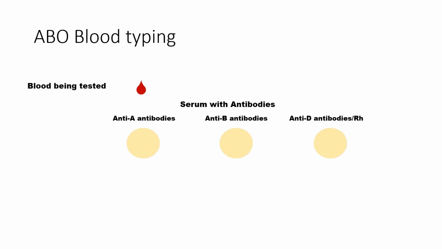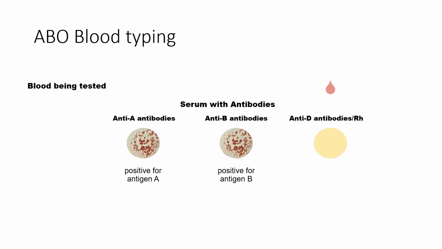So we'll take our blood, we'll drop it into the anti-A antibodies, and we got a reaction, which means we're positive for antigen A. And we do the same thing with our anti-B antibodies. And we got a reaction, so we're positive for antigen B. And now for our RH factor. And we got no reaction with that. What's our blood type? AB negative.